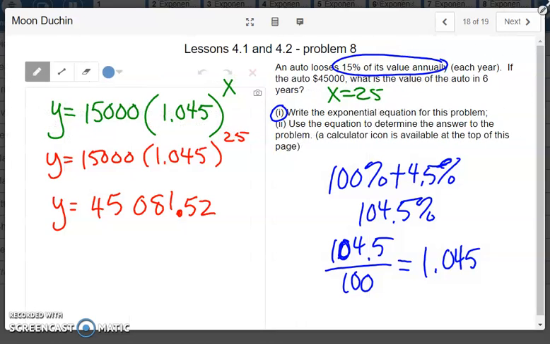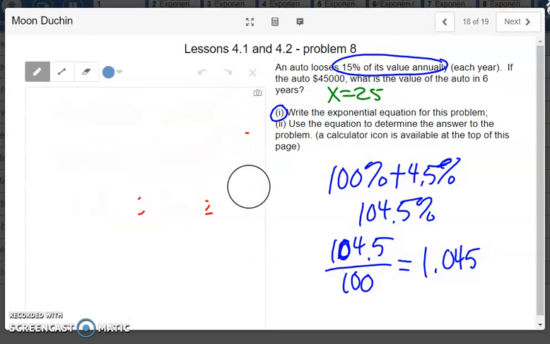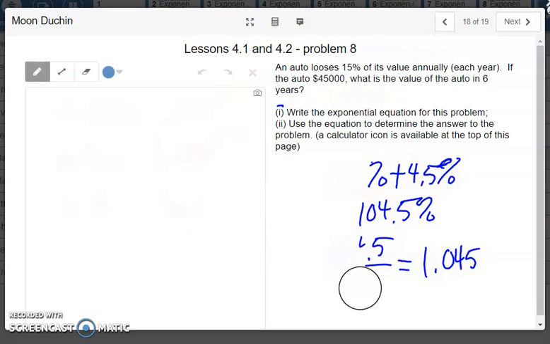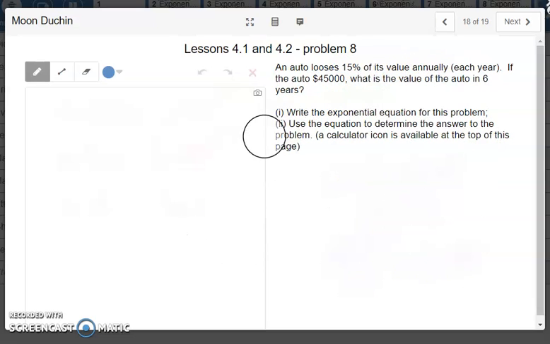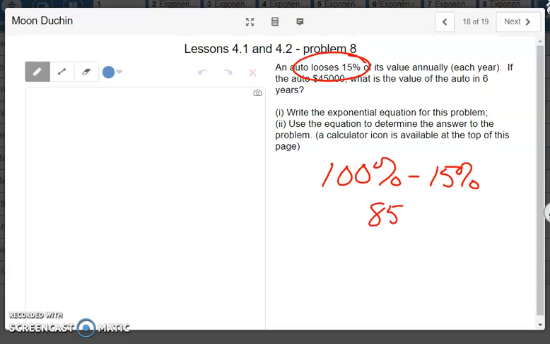And then for our last problem, buying an automobile, and this vehicle is losing money. So we start with what would be a decay problem. So we're going to take 100%, subtract away the 15%. So that means that basically for every dollar the car was worth, in the first year, the second year, that car now is worth 85 cents for every dollar. To turn it into a b value, we divide by 100, and we get 0.85.